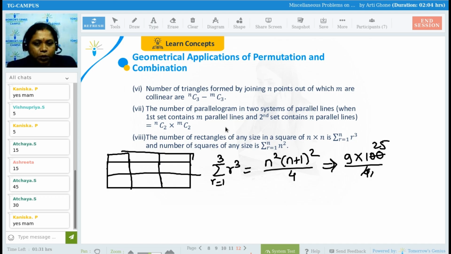Clear? Okay. Directly with permutations, combinations and summation series, these formulas are developed. So now if you get results like this, you can easily answer. Okay. And the number of squares of any size is possible. Any size means rectangles only, so that is n square. Clear? Okay.